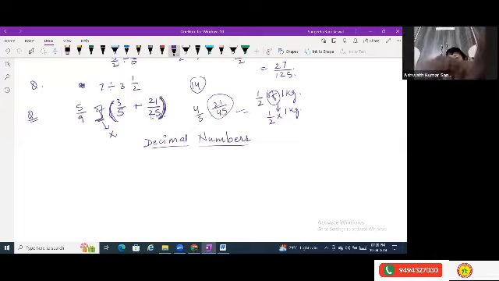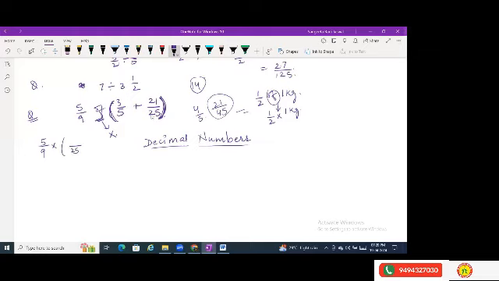So 5 by 9, this becomes 25 in the denominator. Then you have 15 plus 21. So that gives you 5 by 9 multiplied by 36 by 25. Nine fours are 36, 5 ones are 5 by 25. So that is 4 by 5. Right? Now coming to the decimal part.